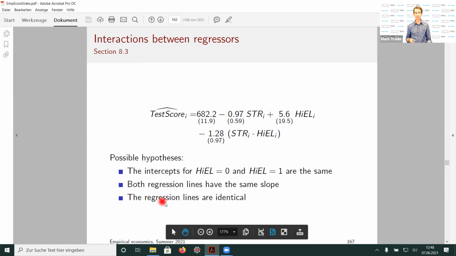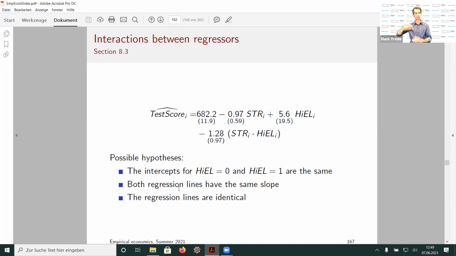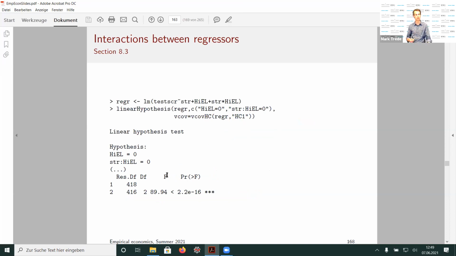So if they are completely identical, that would mean that the percentage of English learners has no effect at all. If they have the same slope, that would mean the marginal effect of class size would be the same in both groups, but one group might have a higher level than the other group. And if the intercepts are the same, then the marginal effects would be different again. So let's test one of these examples. And let's look at how we could do that using the linear hypothesis command.